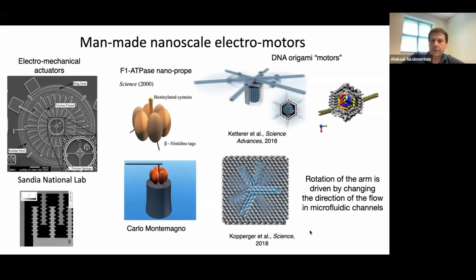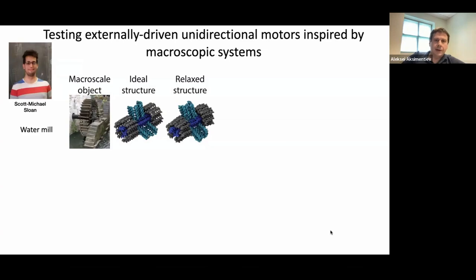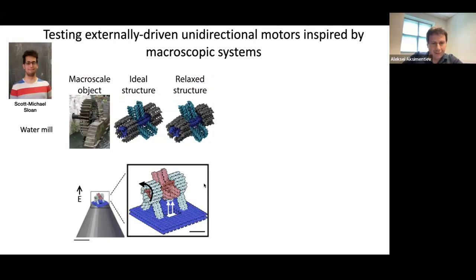We have been interested in designing such systems from probably 2016. This was the first design, made by Scott Michael, who back then was a student in my lab. He looked at microscopic objects for inspiration, for example the water mill. Here was his design. You see there is a little pipette, and at the pipette you have a plate made of origami, then a little hole where the water will flow, and a little mill that will spin as the water flows through it.